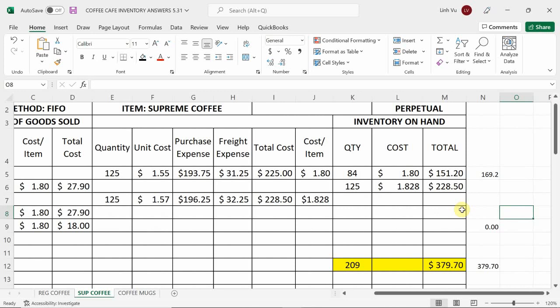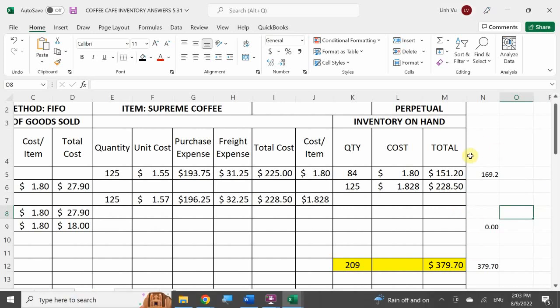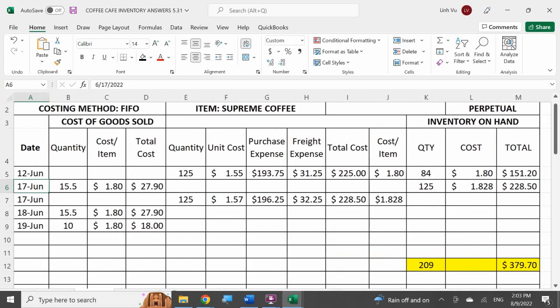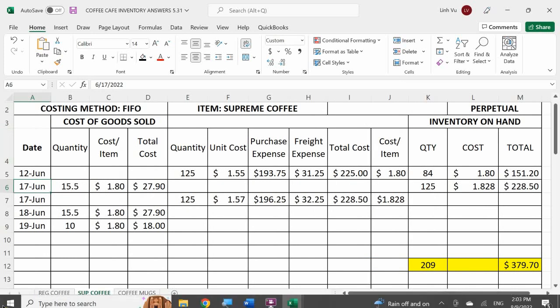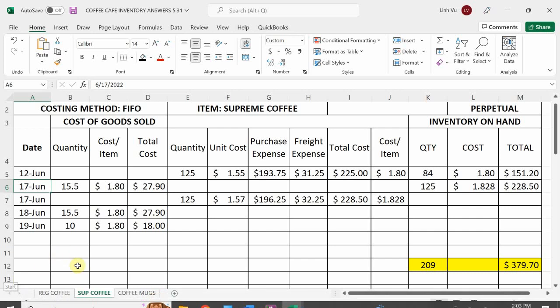Now because I have my setup where I take the quantity times the cost to equal my total cost, my total cost is always going to be changing. But if you want to triple verify that Excel did the math right, let's take a look. We started out with 169.20 and we just sold $18. Should you have $151.20? Yes, that's correct.